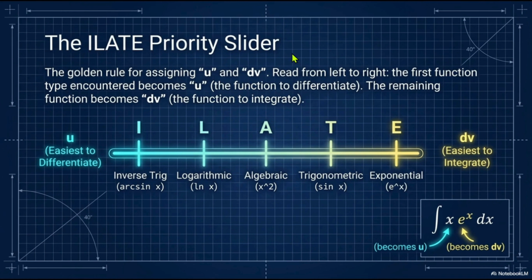And ILATE priority: if there is a product of functions, what is the preference to choose the expression? First of all we choose ILATE. I is inverse trigonometric function, L is logarithmic, A is algebraic, T is trigonometric function, and E is exponential function like e to the power x. So its preference is the last. First we take inverse, then logarithmic, then algebraic, then trigonometric, then exponential. In this way we can choose.